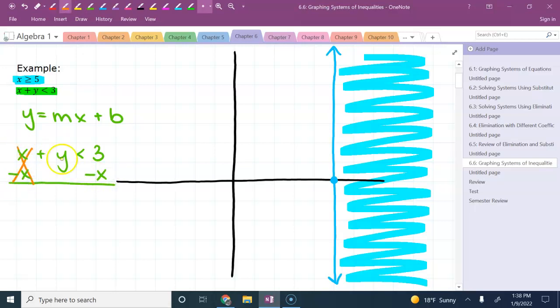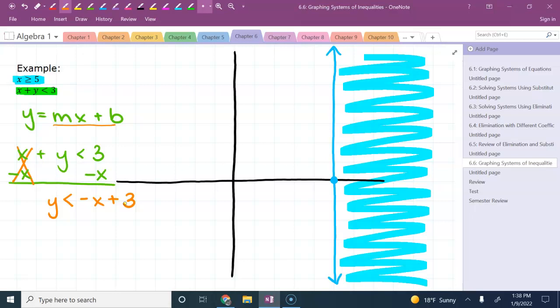So we're going to have y is less than, remember we always put the x first because we want it in this form, so we want it to match. So it's going to be negative x plus 3. Now we're able to graph this line.